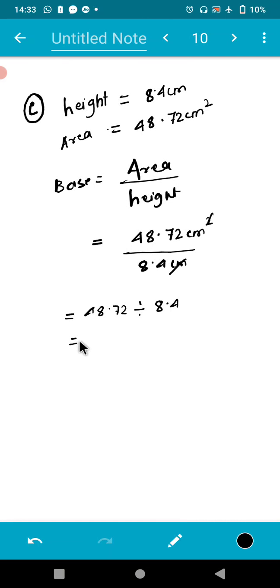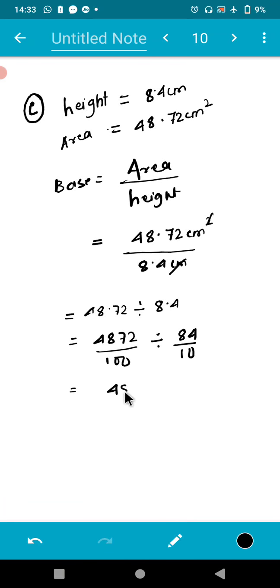Now, convert this decimal form into the fractional form, that is 48.72 by 100, division sign, 84 by 10. Now, replace the division sign with the multiplication sign, and we know that when we do this, the right hand side fraction gets reciprocal, isn't it? Now, we will simply reduce it to the lowest form.